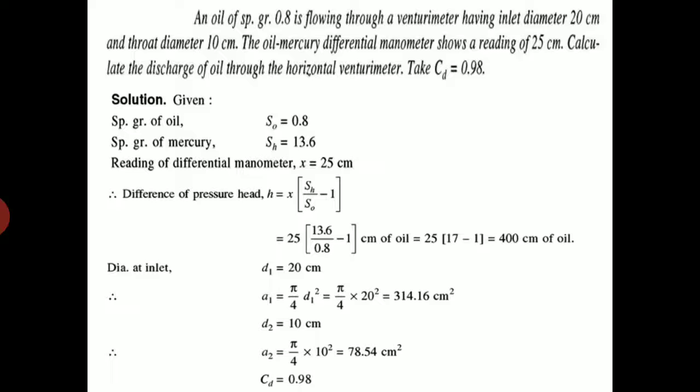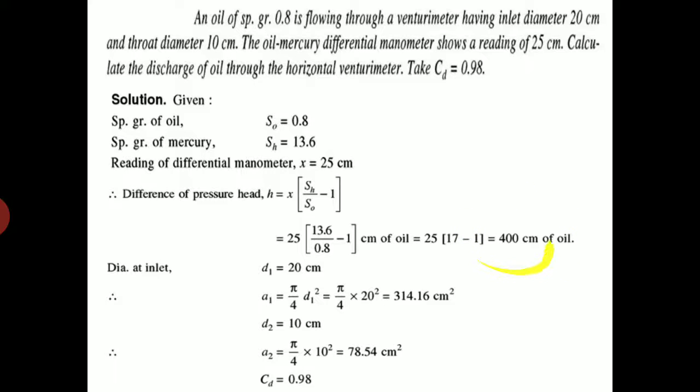First we need to calculate the value of h, which is equal to x into bracket Sh upon So minus 1, where x is equal to 25 centimeter, which is given to us. Sh is equal to 13.6, that is the manometric liquid's specific gravity, and So is the specific gravity of the liquid flowing through the pipe, that is oil of specific gravity 0.8, minus 1. So we are getting it as 400 centimeter of oil.